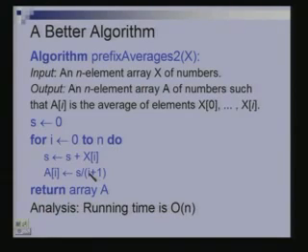So how much time does this take now? In each run of this loop, I am just doing 2 primitive operations. So that makes it order n time, because this loop is executed n times.